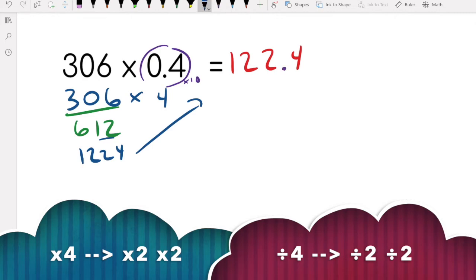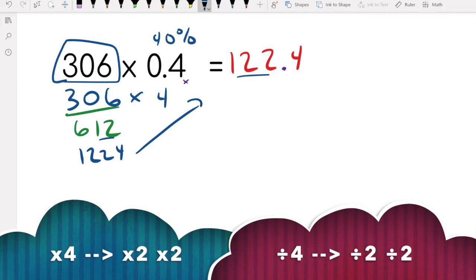I could also figure that out because 0.4 is 40%. And 40% of 306 is around 120 something. It wouldn't make sense to be 1,224 or 12. That's too low. So this one makes sense, around 40% of 306.